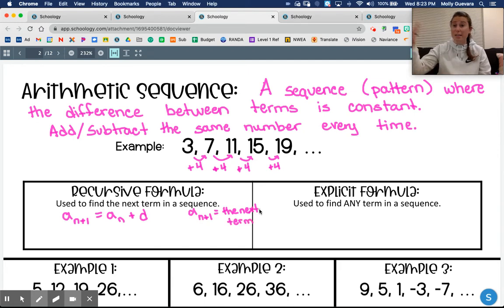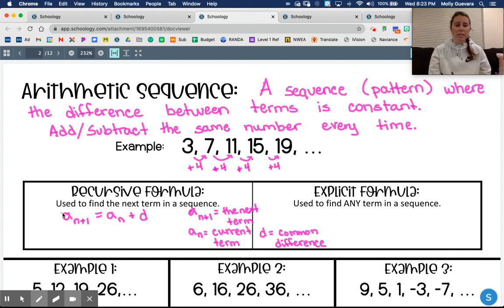Okay, so the next number in my sequence. This is an A, sorry, it looks kind of weird. A sub n is the current term. I'm going to kind of take up some space here, but that's okay. D is the common difference. What am I doing every time? Am I adding 4 every time? Am I subtracting 6 every time? What am I doing? Okay.